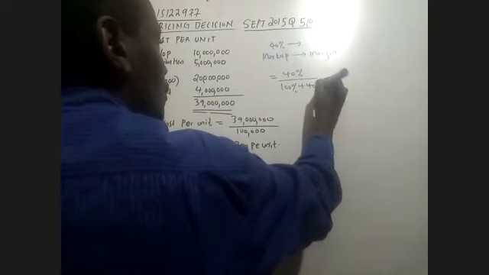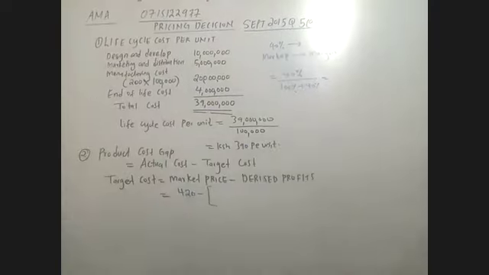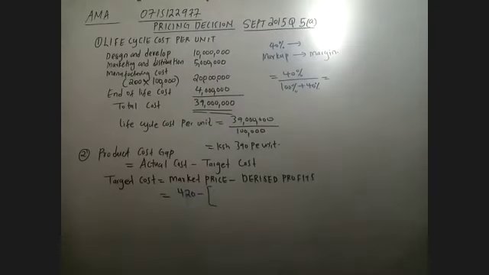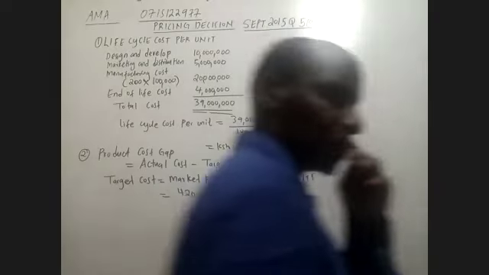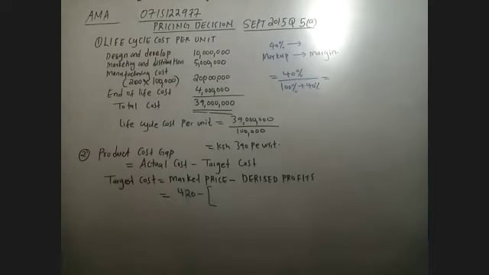100. Now that is the new Kenya shillings cost per unit for manufacturing, if they had 1 million Kenya shillings of design added.